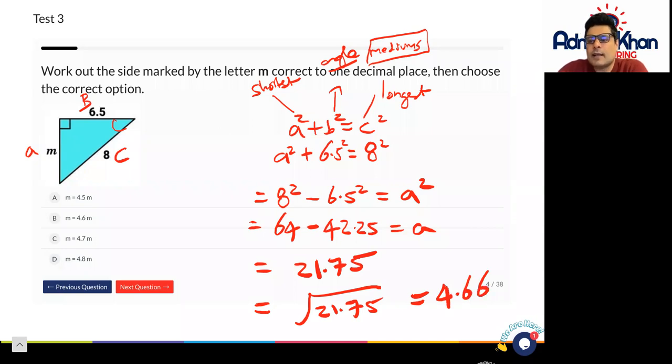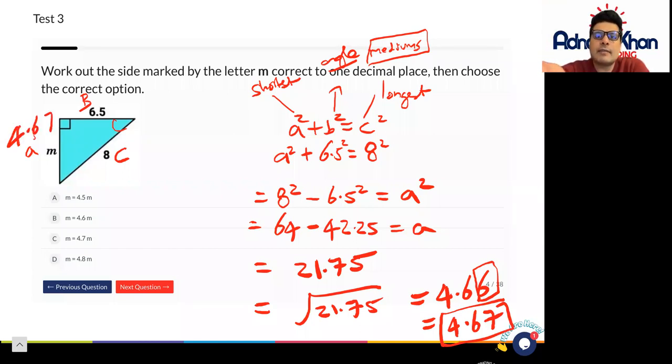4.66. Now we're looking at an answer to one decimal place. Now because 6 is bigger than 5, we can just round that up. So it would be 4.7 as our overall answer. So M, the measurement of M, will be 4.7 altogether. All right, so that's our answer. So we're looking for M, and M equals 4.7 in terms of our overall final answer. Okay, thank you very much.